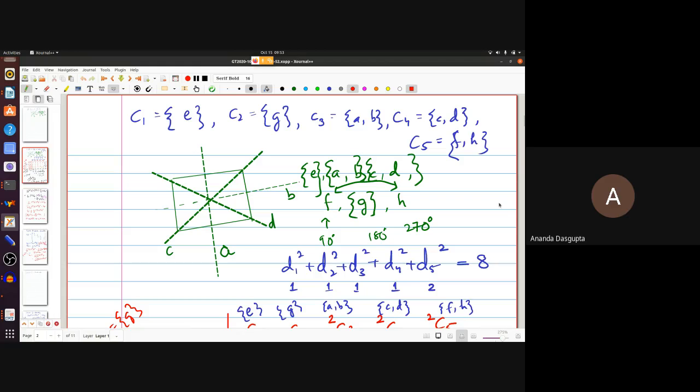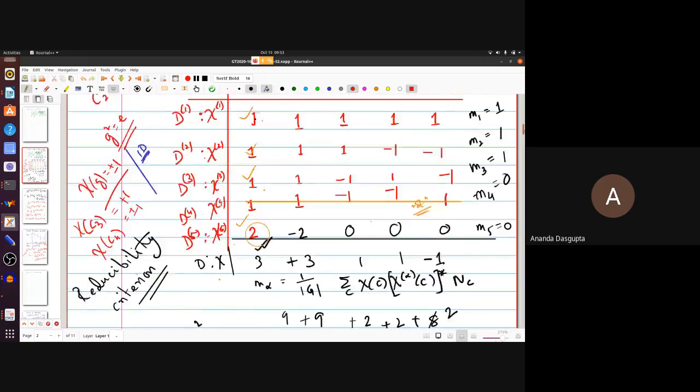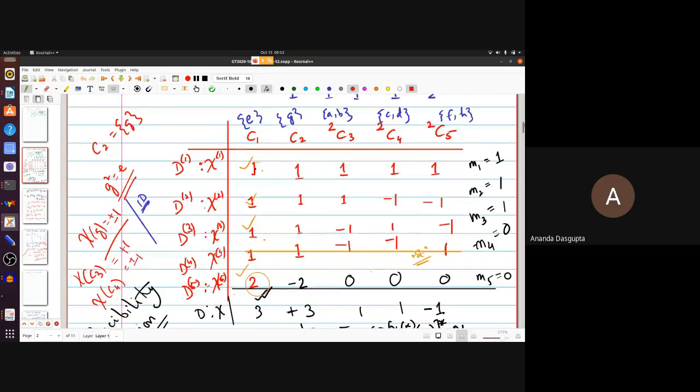Let's see. Yeah, this was the character table, right? This was the messy thing that we have here. 5 rows indicating the fact that there are 5 classes and hence 5 characters. 5 classes for the column headings, 5 characters here. Good. So this is a table that we do have.